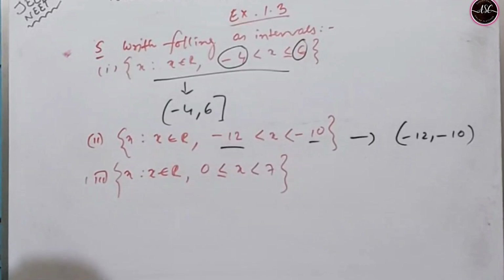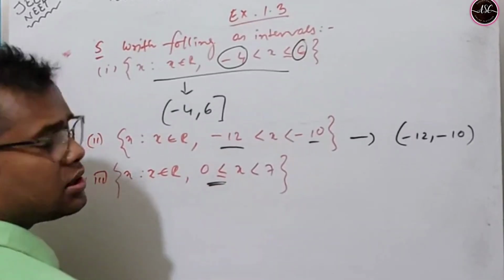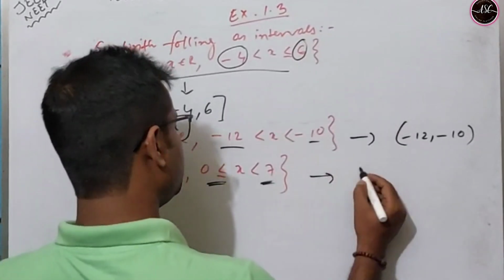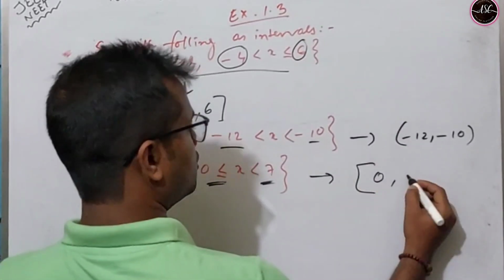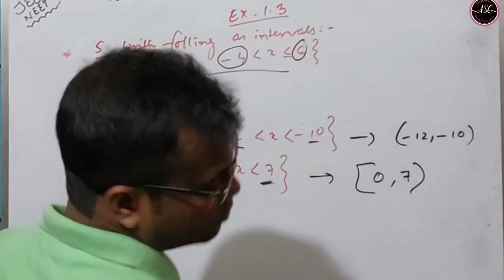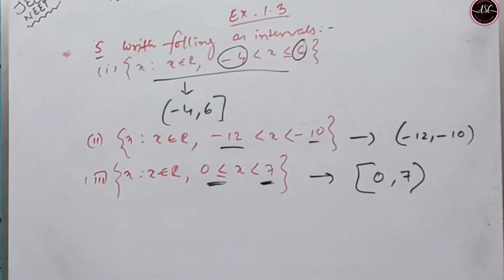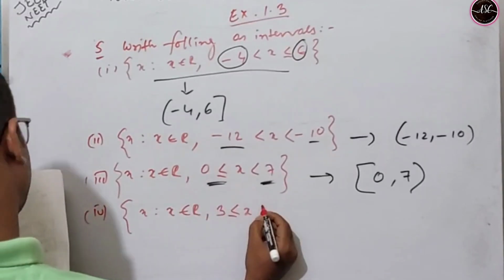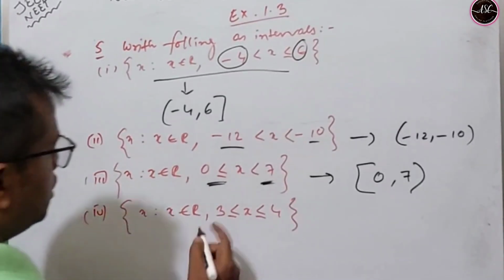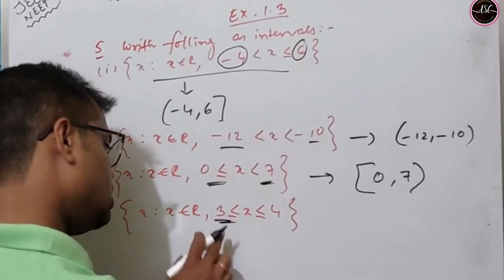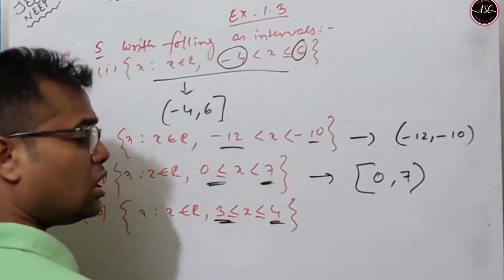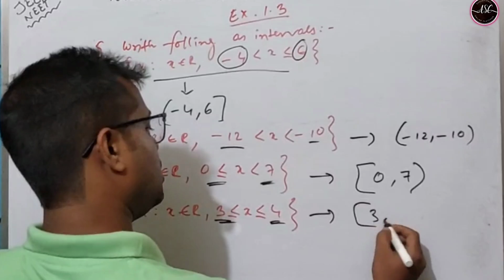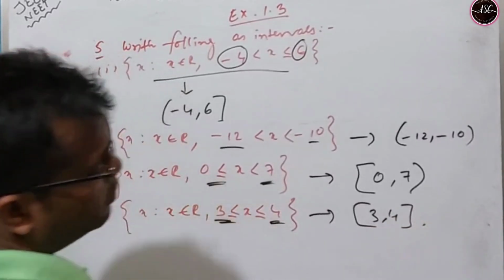Okay, the solution here is closed interval and here is open interval, so this can be expressed as [0, 7). Okay, close. Question number 4. This is also a closed interval and this is also a closed interval, so we can write this as [3, 4]. Okay, within third bracket.